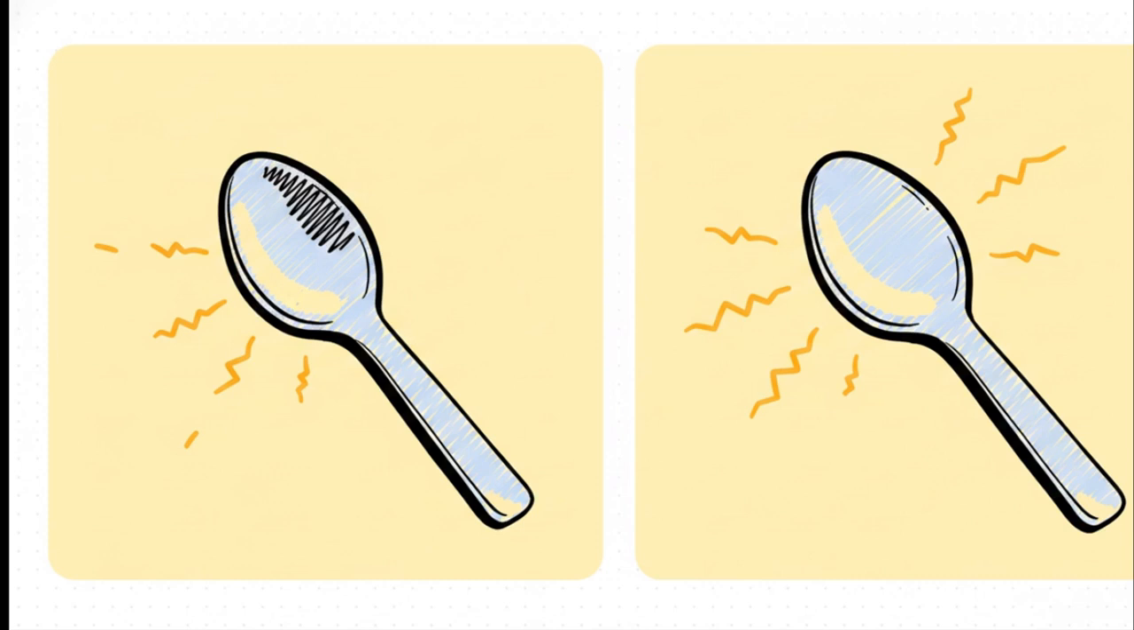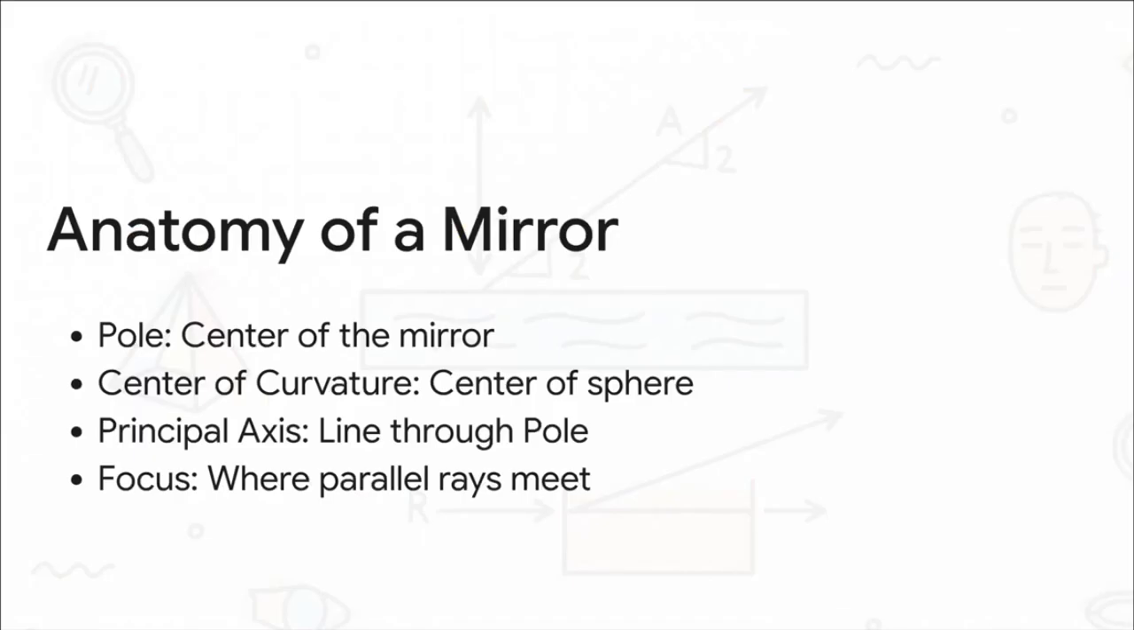Super simple, right? Now for the anatomy. These are your absolute, non-negotiable terms before drawing ray diagrams. The exact center right on the mirror itself, that's the pole. Now imagine the mirror is just a tiny slice of a giant glass sphere. The center of that imaginary sphere is called the center of curvature. The straight line running through the pole and the center is your principal axis. And the magic sweet spot exactly halfway between them, that is the focus. It's the exact point where parallel light rays converge.